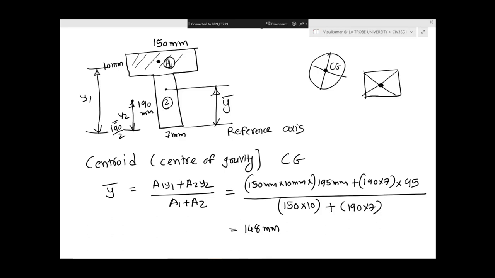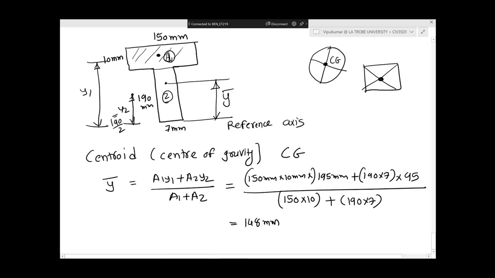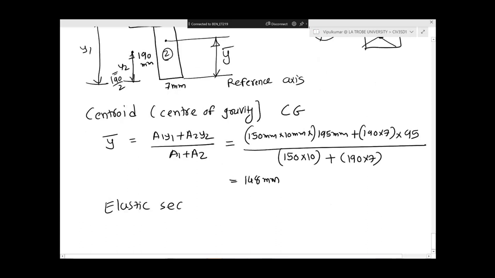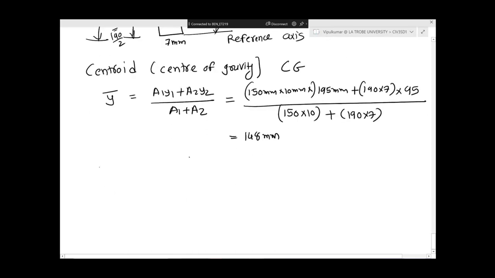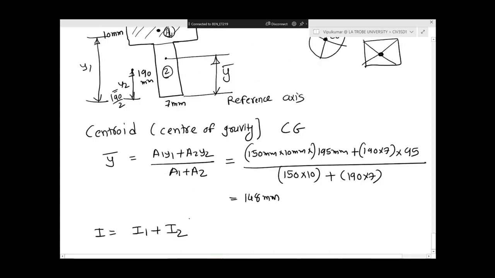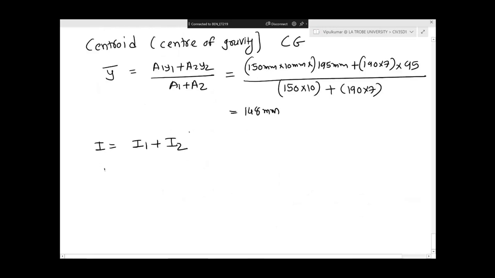So if I want to find the elastic section modulus, we need to find I first. So I is equal to, let's say, I1 plus I2, 1 for cross section 1. I1 is equal to BD cubed over 12 plus A distance squared. Have you seen that, right? Moment of inertia. Forgotten? I can remind you. Let's draw it up here again.